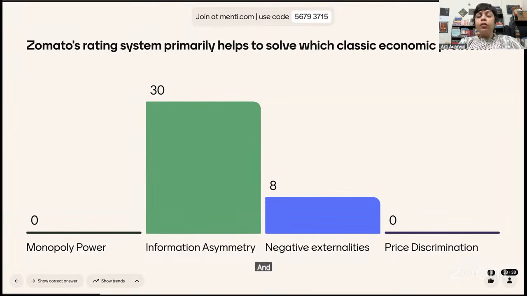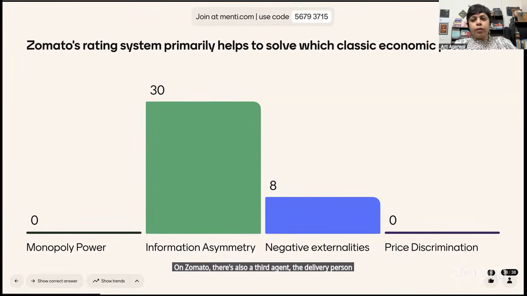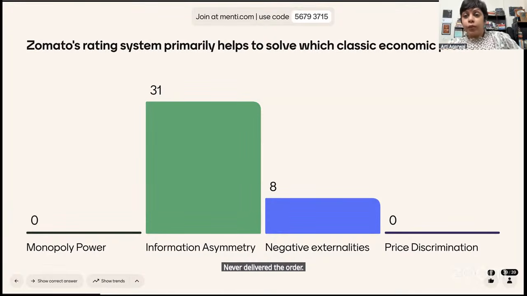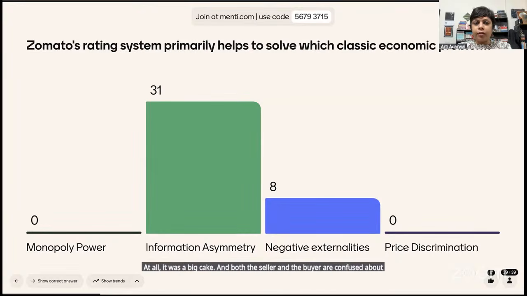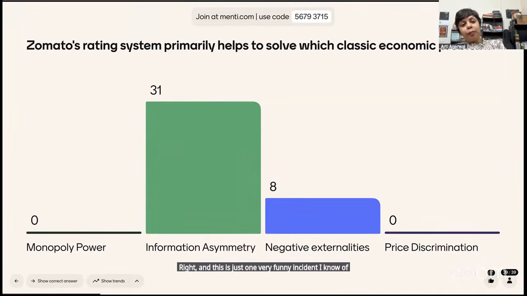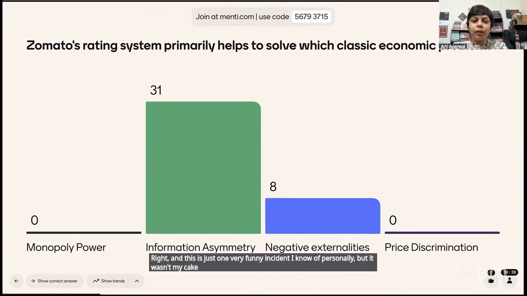And on Zomato, there's also a third agent, the delivery person. Some delivery persons can do really weird things. Like one time, I know this because this actually happened. This delivery person went off with somebody's order and never delivered it at all. It was a big cake. Both the seller and the buyer were confused about where their order was, and the delivery person was off grid. He disappeared with the whole big cake. This is just one very funny incident I know of personally. It wasn't my cake, but I just know that it happened.